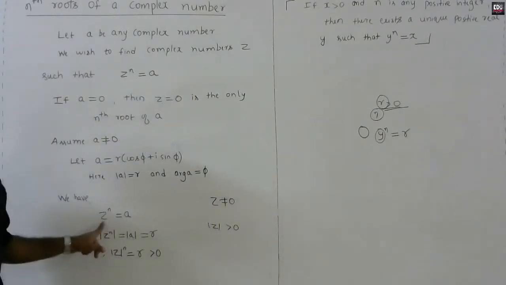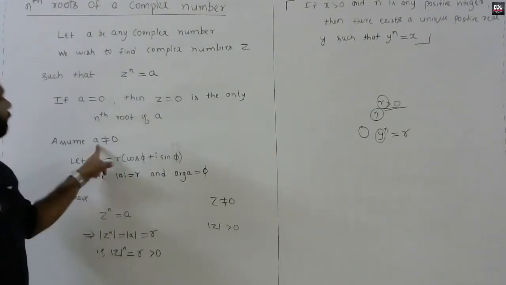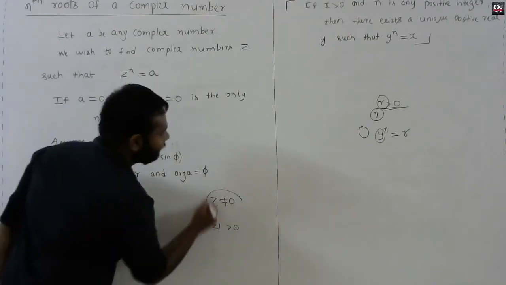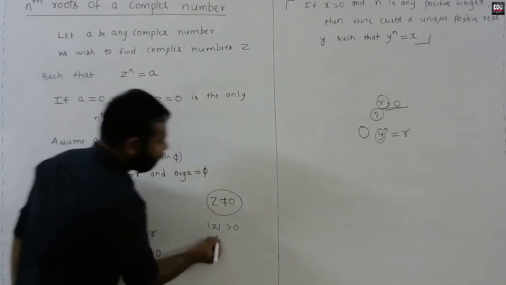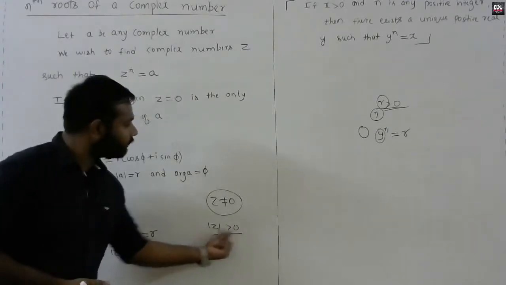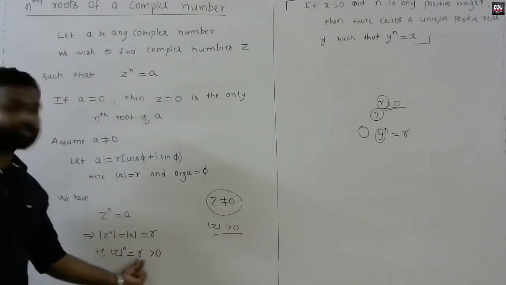Z cannot be equal to 0. If Z is equal to 0, 0 to the power N will be equal to 0, that is A will be equal to 0. It will be a contradiction. So by this equation, basically Z is non-zero. So modulus of Z will be positive. What that means is modulus of Z is a positive real number whose nth power is R.